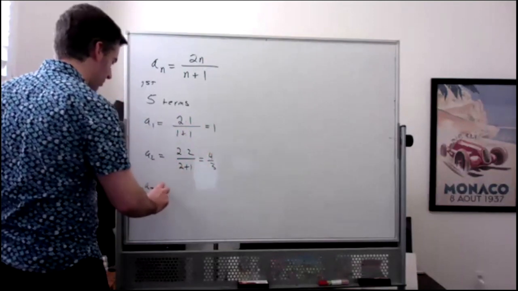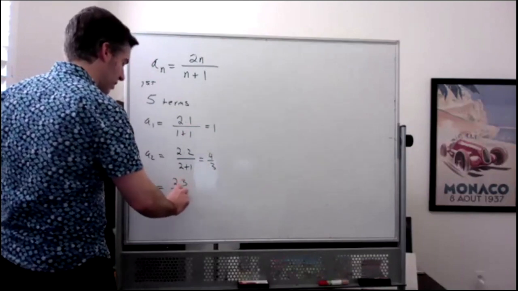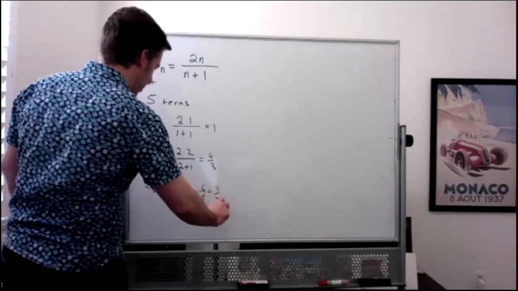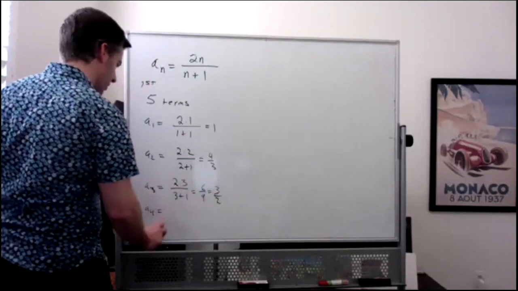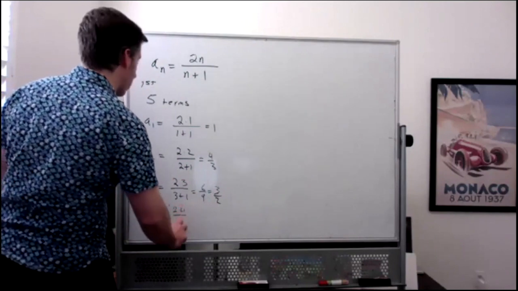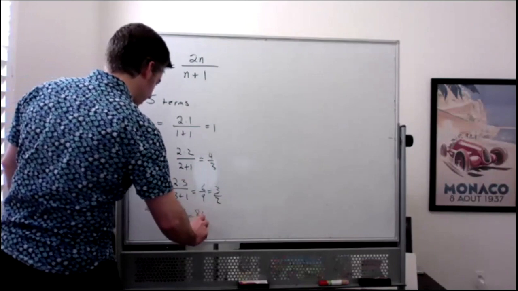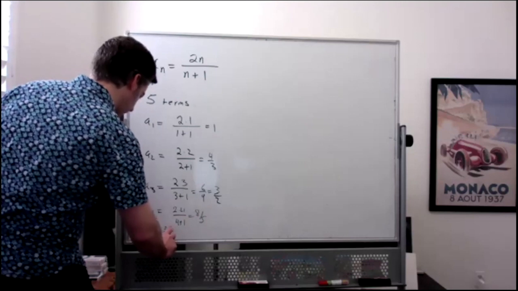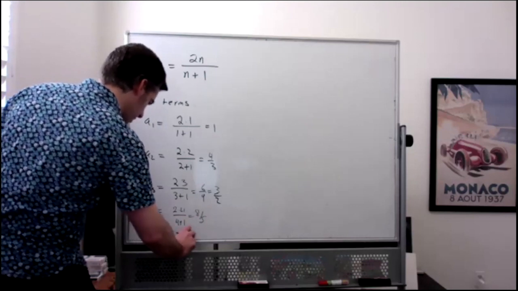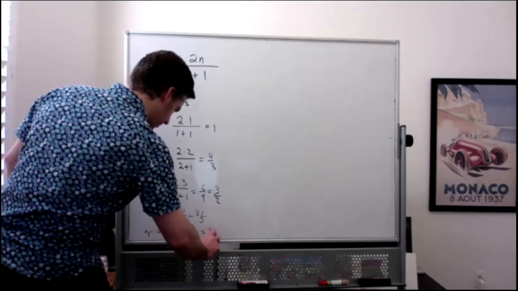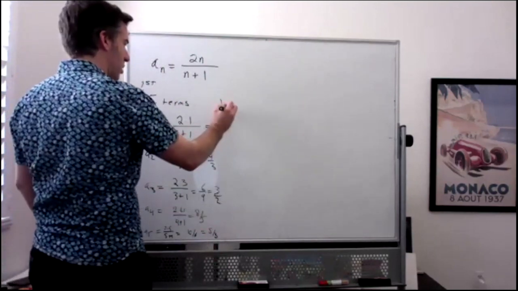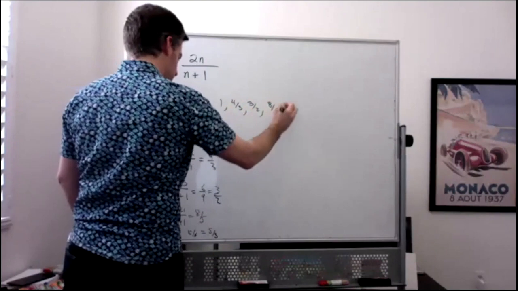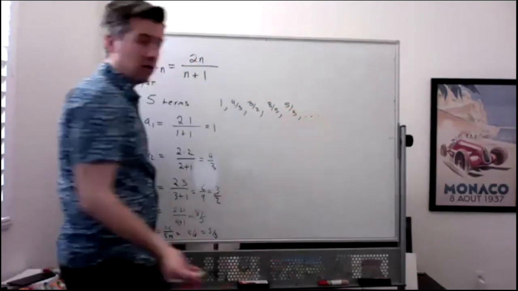And the next term, a sub 3, I'm going to plug in 3 and get 2 times 3 over 3 plus 1, which is 6/4, which we could reduce to 3 halves. And I'm going to plug in 4. A sub 4 is going to be 2 times 4 over 4 plus 1, which is 8/5. And the fifth term is going to be 2 times 5 over 5 plus 1, which is 10/6, which reduces to 5/3. So the first 5 terms of my sequence are 1, 4/3, 3 halves, 8/5, 5/3. And it goes on and on.